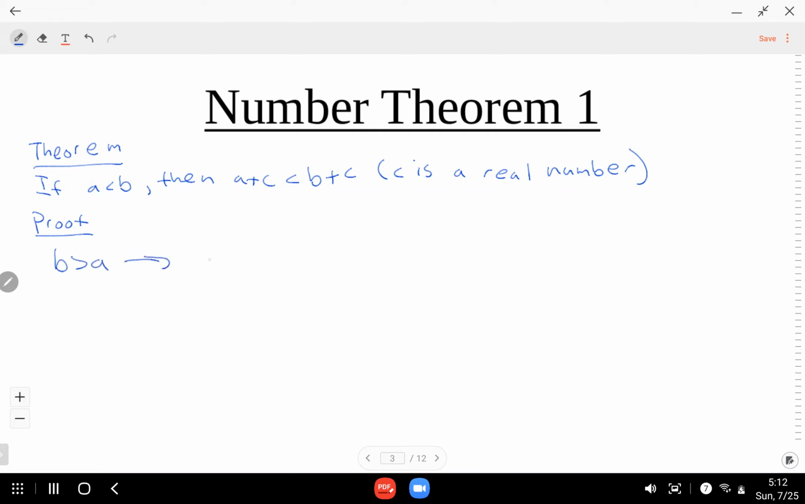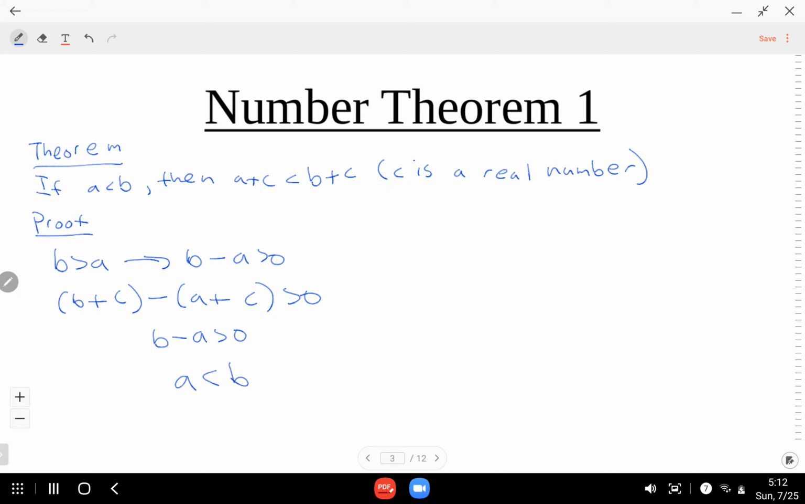And if you subtract A from both sides, then B minus A is positive, right? So that also implies that B plus C minus A plus C is greater than 0, okay? And then, since the C cancels out, we get B minus A is greater than 0, and we're back to A is less than B.